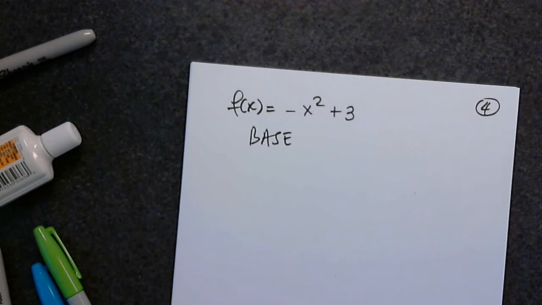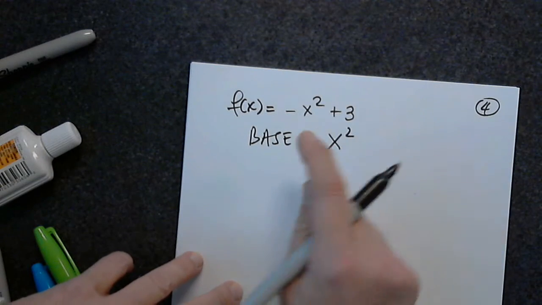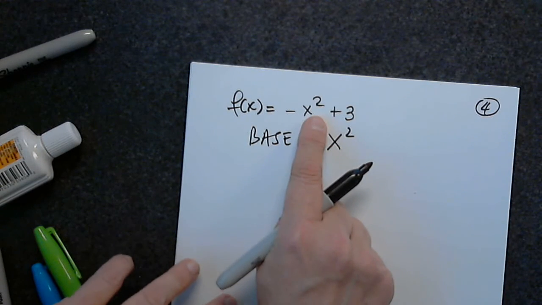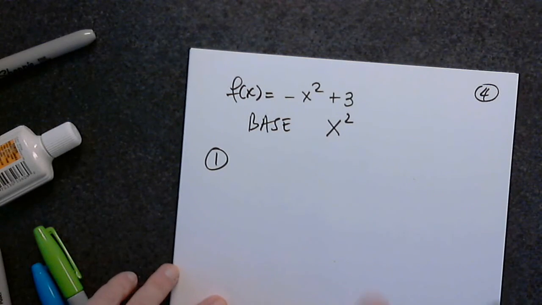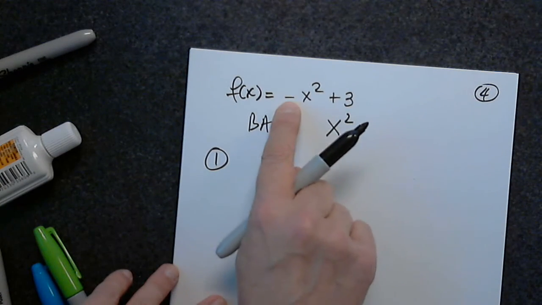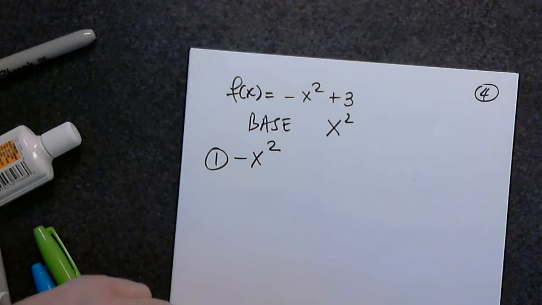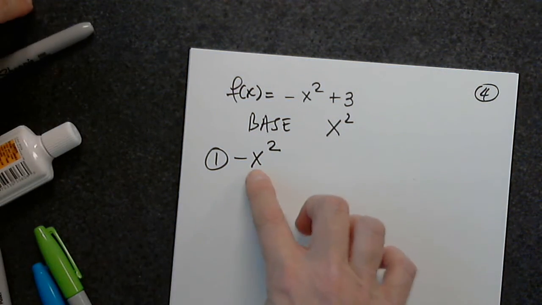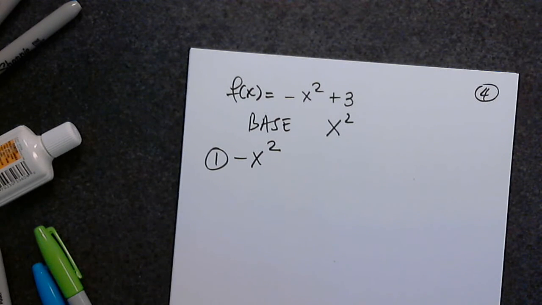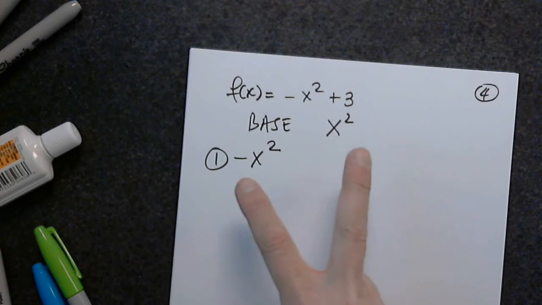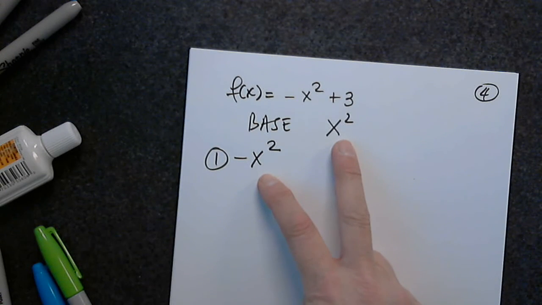I'm so sorry. So the base function is x squared because I don't have x, I have x squared. So it's the quadratic function. And number 1, the first transformation in order of operations is negative x squared. So what do we do here? What does this do to this? And remember, when we talk about transformations, we always ask ourselves, is this a change in x or a change in y?